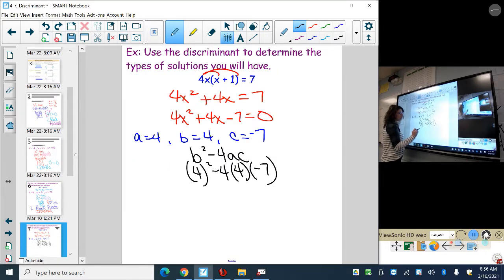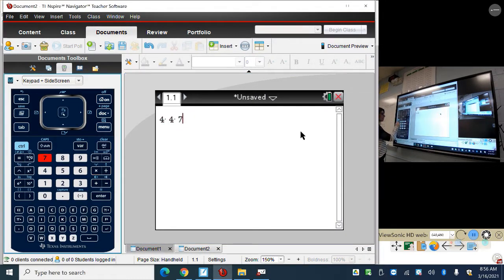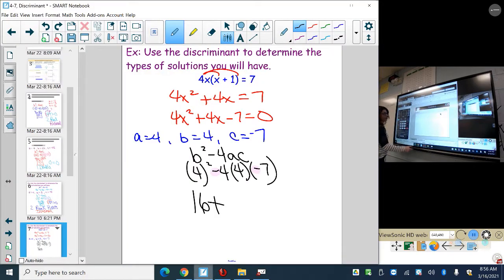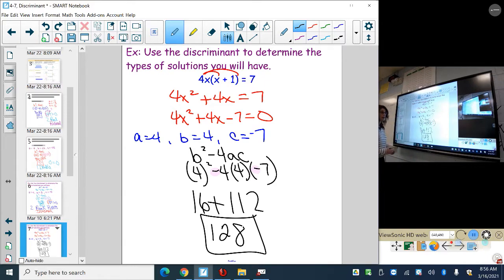So B squared is 4 squared, which is 16. A double negative creates a positive. Now, 4 times 4 is 16 times 7. Many of you are not going to know that, so that's totally okay to do 4 times 4 times 7. And that equals 112. 112 plus 16 is going to give you 128. That right there is going to be your lovely discriminant. So 128 compared to 0 is greater than it.